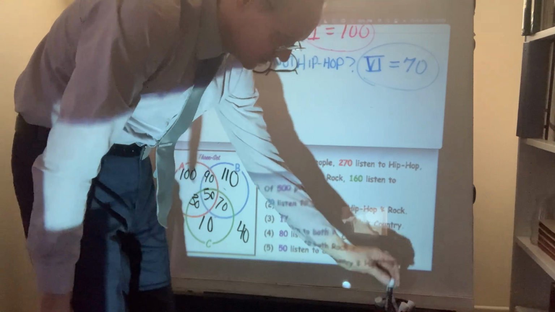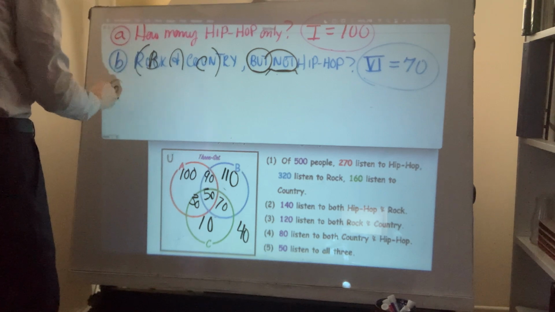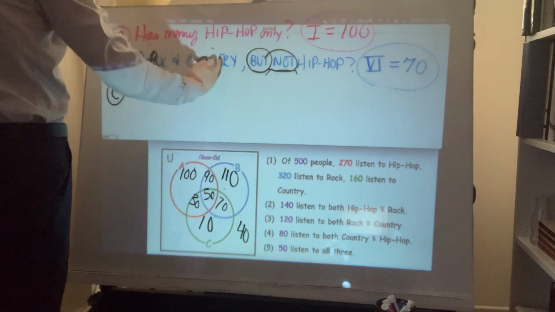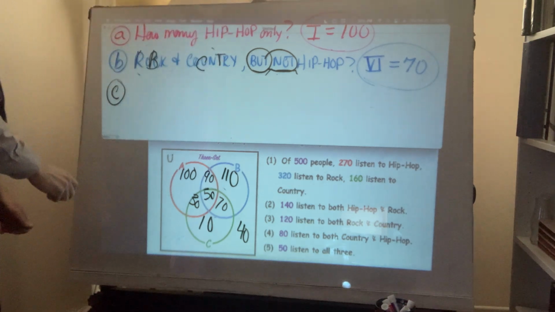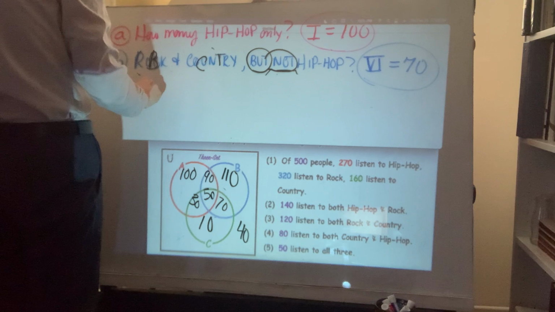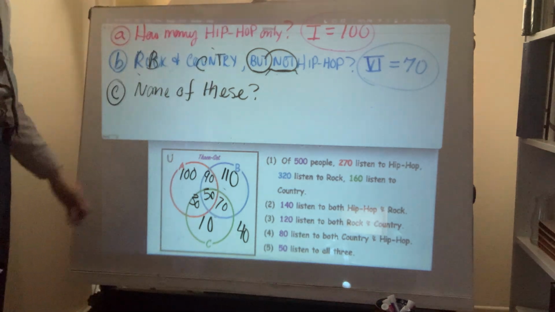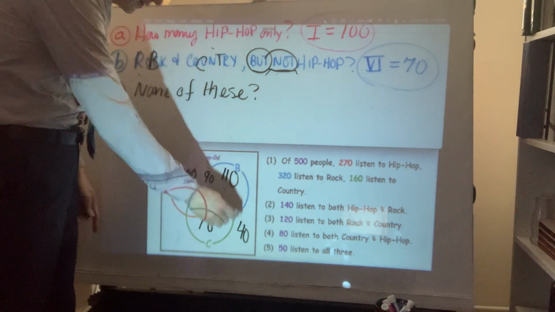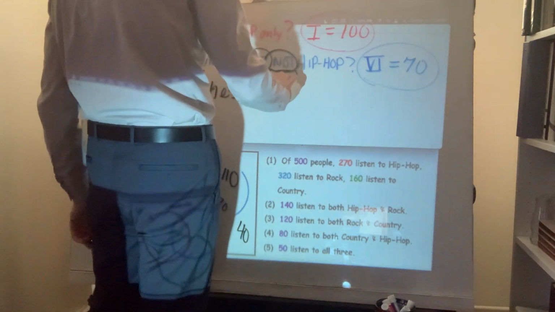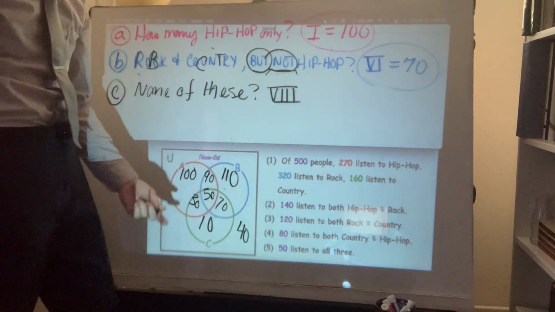I'll put this in black. C is asking, how many people listen to none of these? None of these are the people who are outside of Mickey Mouse's head here. And we've already calculated that. What does it mean literally? It means the region specifically. It would be region 8, technically, which is how many people? 40.